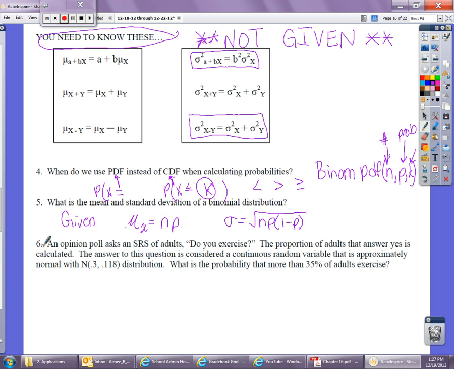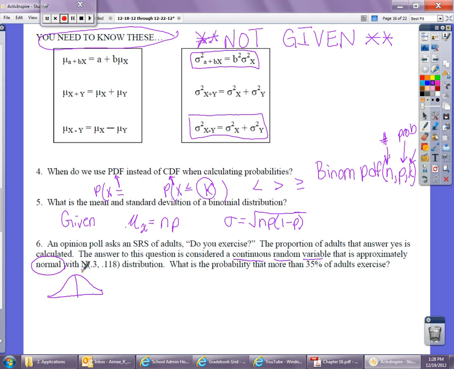Alright, number 6. An opinion poll asks a simple random sample of adults, do you exercise? The proportion of adults that answers yes is calculated. The answer to this question is considered a continuous random variable that is normal. Whenever you see normal, you should think bell curve. Here's your bell curve. In the middle goes your mean. If it's a standard normal curve, your mean would be 0, which is what we're going to have to do to this problem. We will have to standardize it.